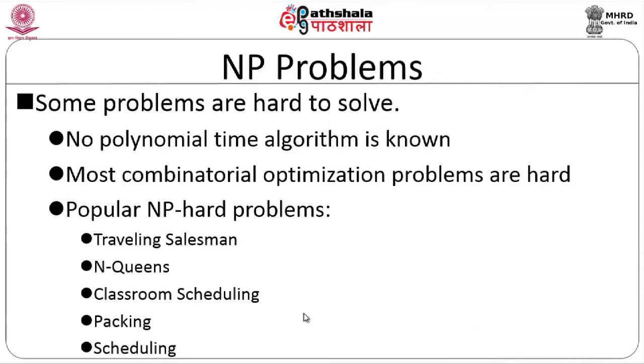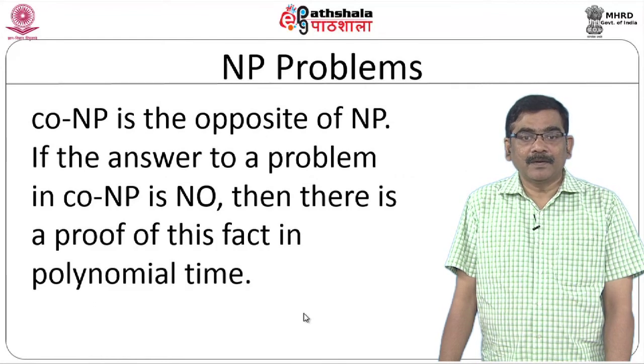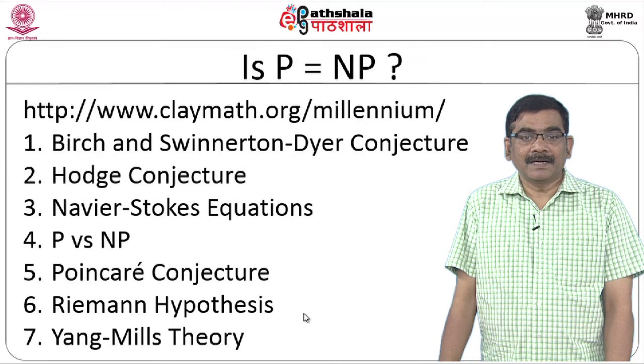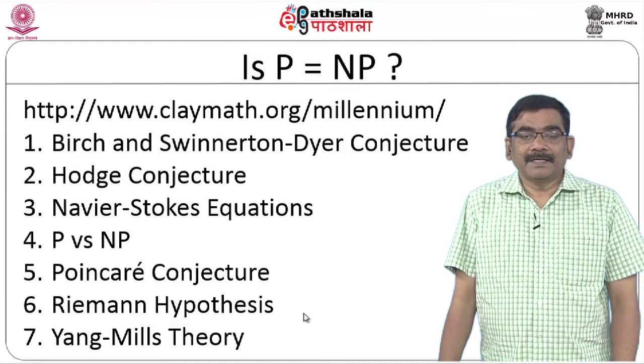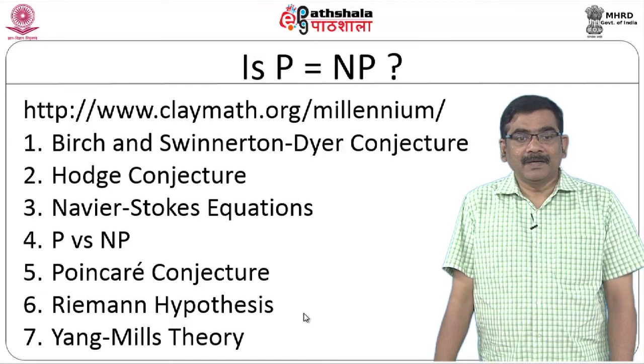Many problems are hard to solve. These are some of the problems that are given, like traveling salesperson, n-queen problem, classroom scheduling, packing, as well as scheduling problems. The other problems that come under this hierarchy are co-NP, which is going to be the opposite of NP, and you have NPI, intermediate problems like factoring problems and graph isomorphism. The whole thing revolves around the question of whether P is equal to NP. In other words, can we make the equivalence of this?